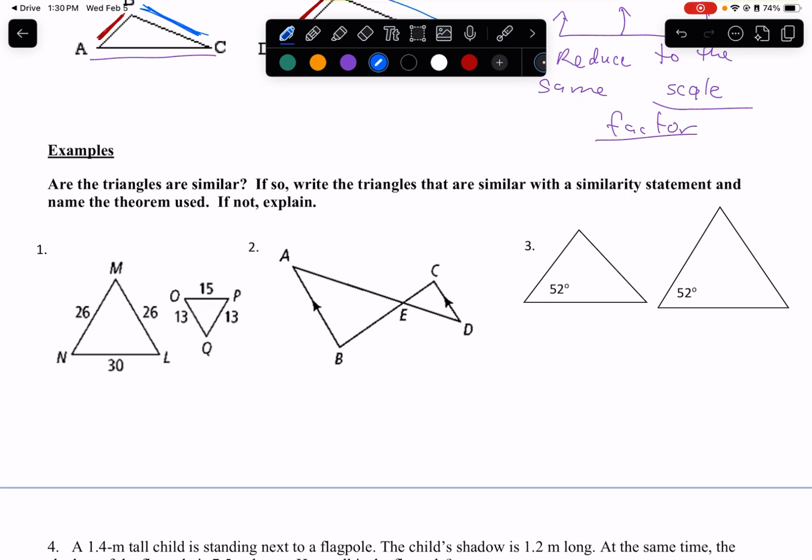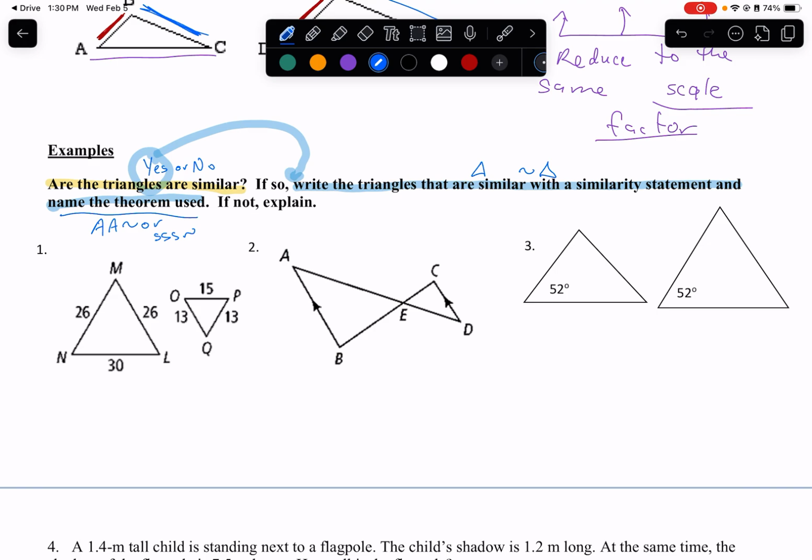So if we look at example 1, we want to determine, are the triangles similar? So we'll say yes or no. If it says yes, we're going to write the similarity statement and name the theorem that was used. So the similarity statement is where we'll say triangle is similar to triangle. And the theorem used is either angle-angle similarity or side-side-side similarity.